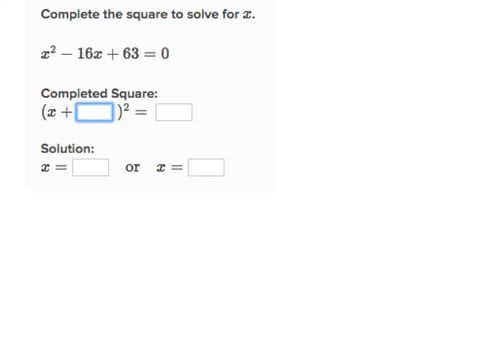Okay, so here's video 2 on completing the square. The assignment here says complete the square to solve for x. Remember, step 1 is to get c right here on the right side. So I'm going to subtract 63 from both sides. And so I have x squared minus 16x, leave a space, equals negative 63.